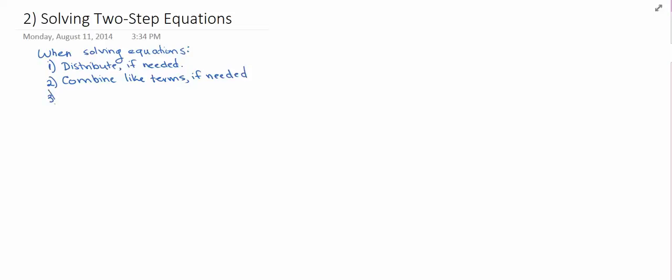The third step is, since you're working backwards, generally you're going to want to take care of any addition or subtraction, because if you're working backwards through PEMDAS, and then take care of any multiplication or division. And I'll show you what this means. Again, it makes more sense if you have an example.